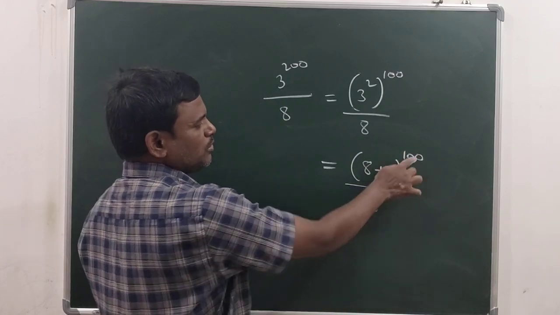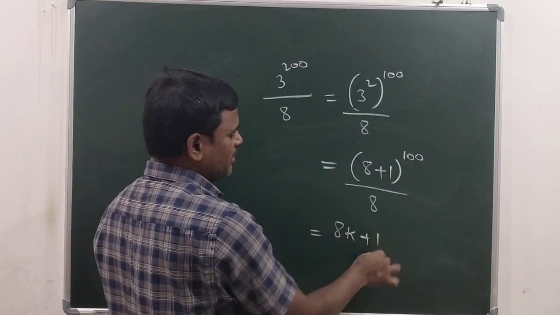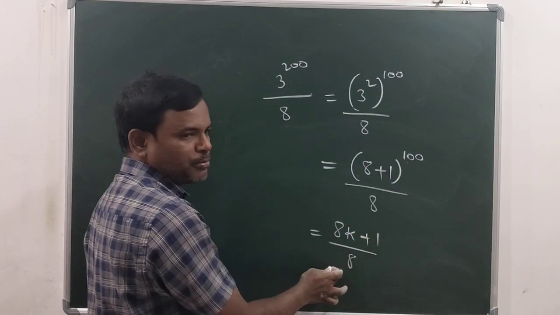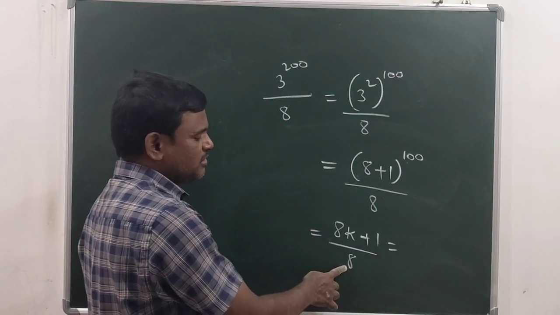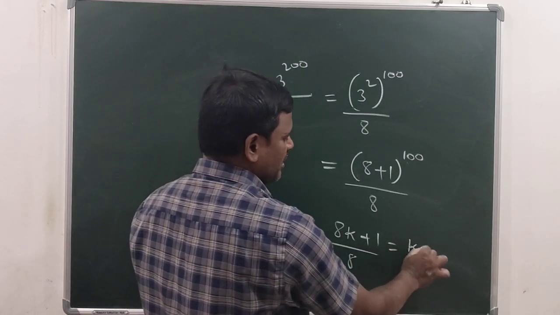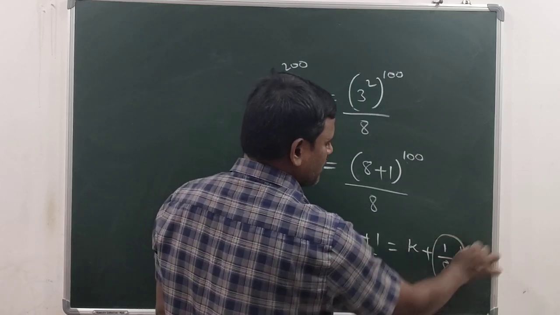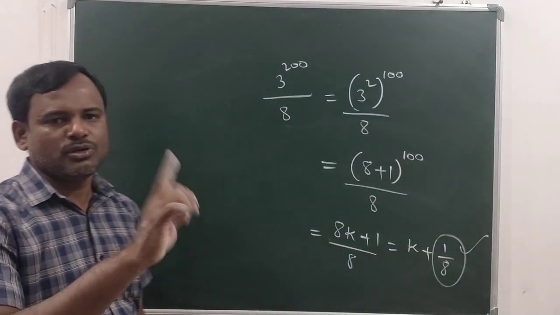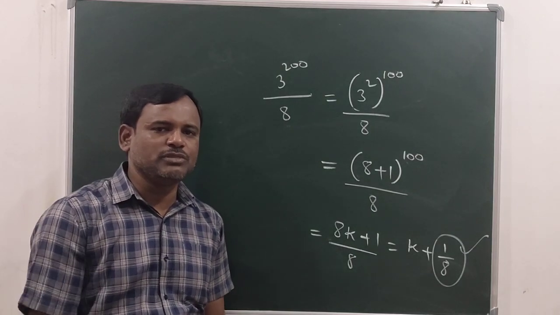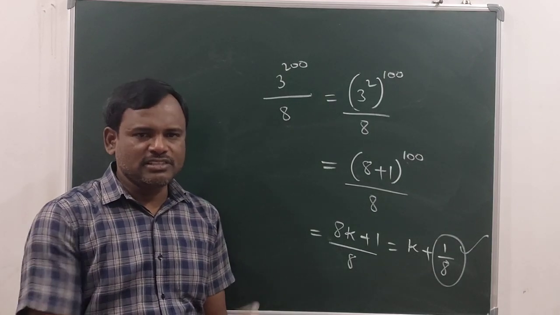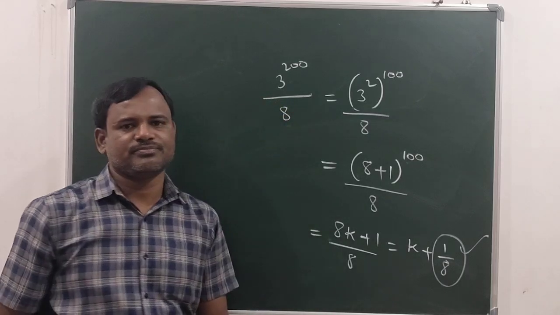Now apply the binomial theorem for this. You get 8k plus 1 by 8. Now this is a multiple of 8. So when you divide, you get k plus 1 by 8. This k is an integer. This is the fractional part. Fractional part should lie from 0 to 1. So 1 by 8 is lying from 0 to 1 only, no? Hence, that is our required fractional part in this division.